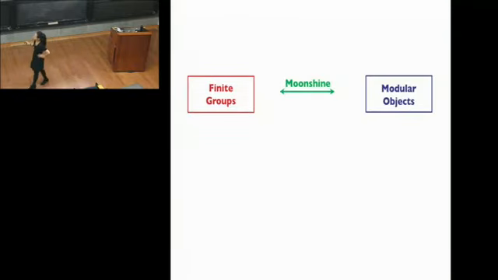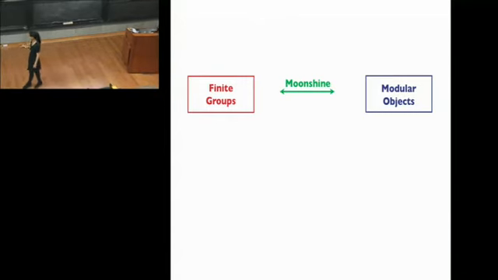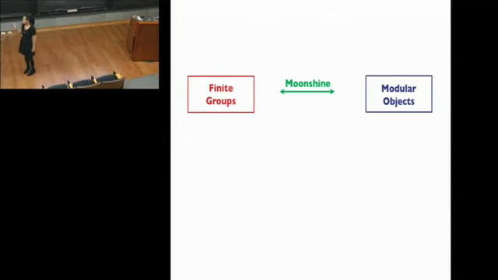So what is Moonshine? For those of you who don't know, this term was introduced into mathematics to describe an unexpected relation between two types of different structures in mathematics. One is that of the finite groups, and the other one is modular objects. So before I tell you this connection, I might as well first tell you what modular objects are.